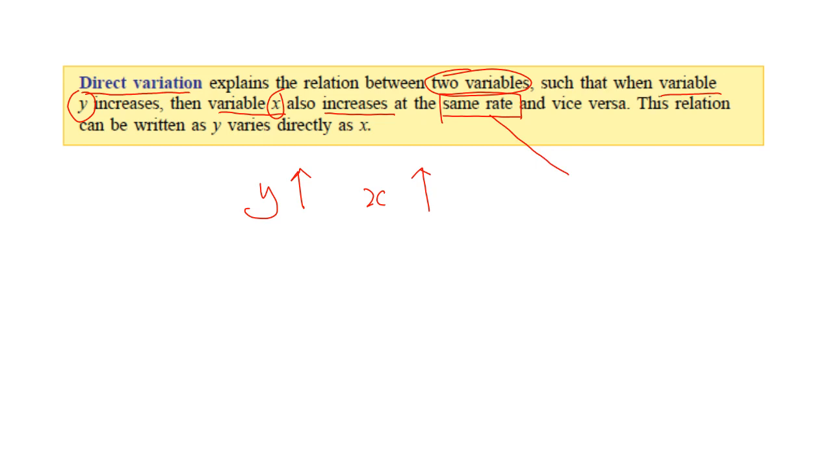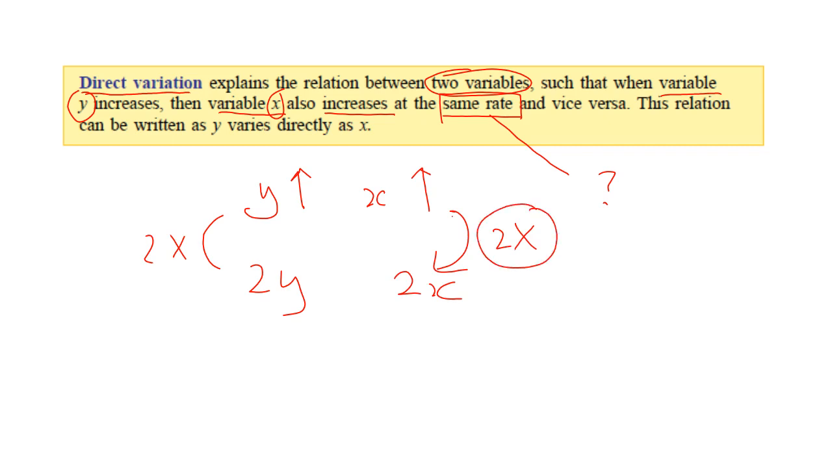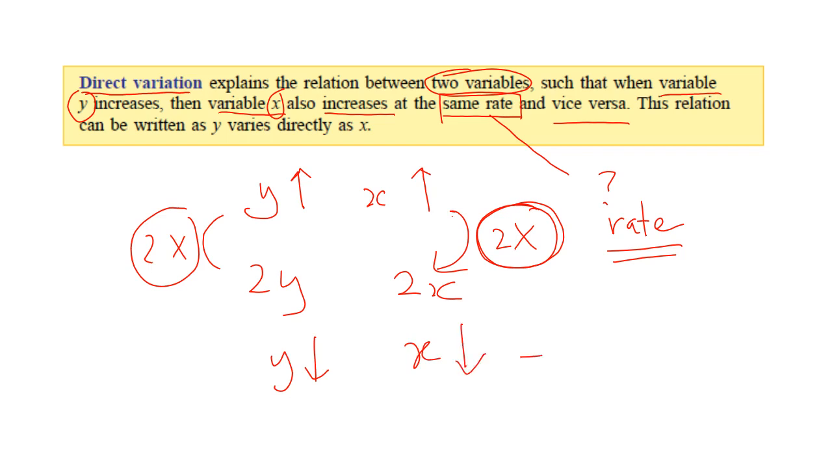What is the rate? Let's see. If y increases, let's say y increases 2 times, so this will become 2y. Then x also will increase 2 times, so this will become 2x. So 2 times is the rate, the same rate. The change in y and also in x, and vice versa. That means if y decreases, x also decreases with the same rate. Remember.